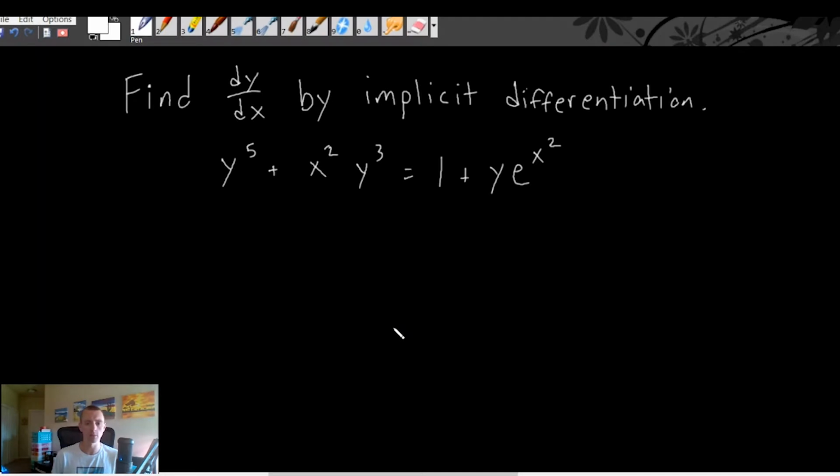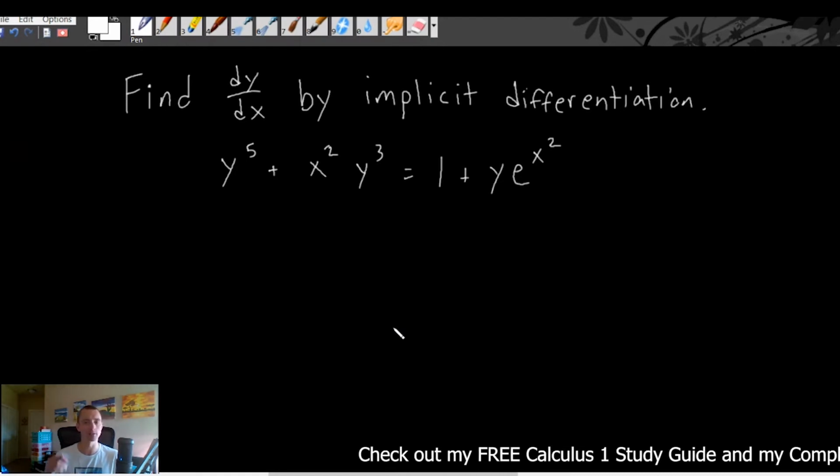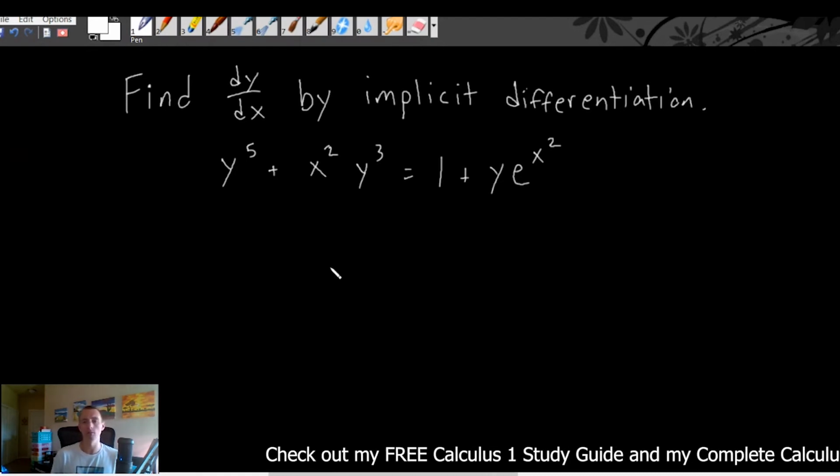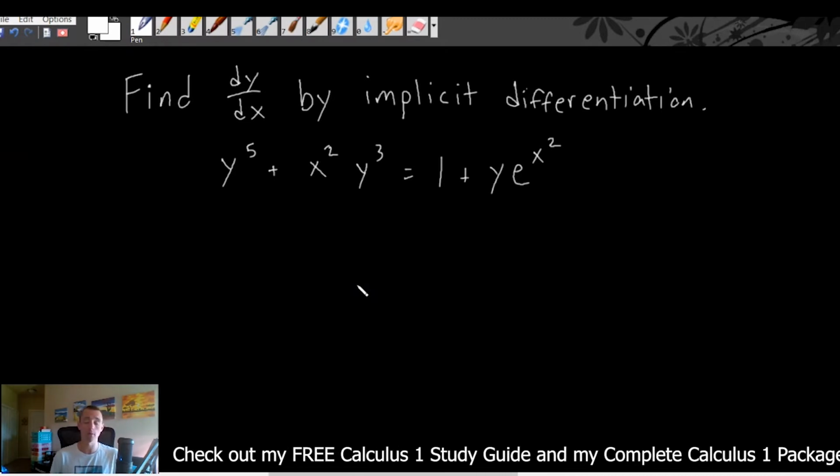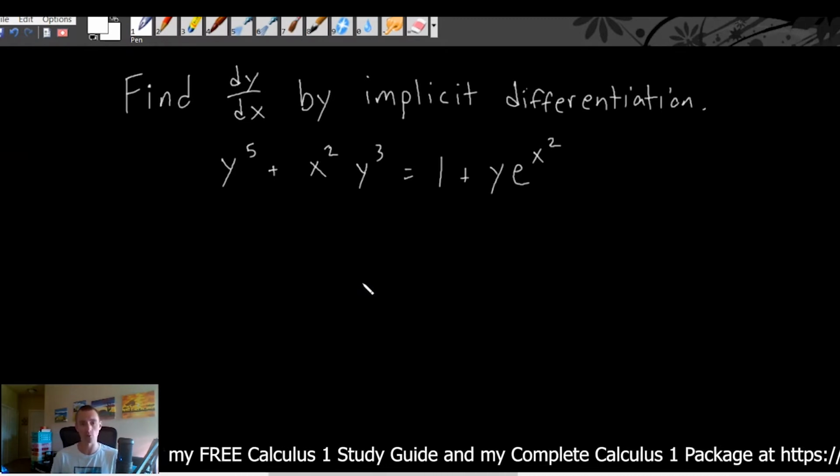Find dy/dx by implicit differentiation, where this time our equation is y to the fifth plus x squared times y cubed equals 1 plus y times e to the x squared. So this equation is quite a bit more complex than the first example we went into.